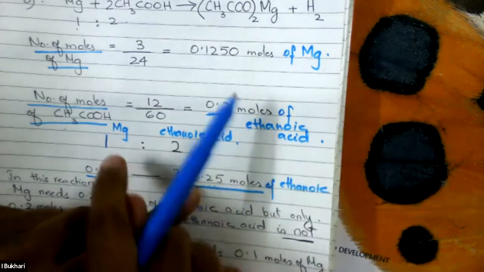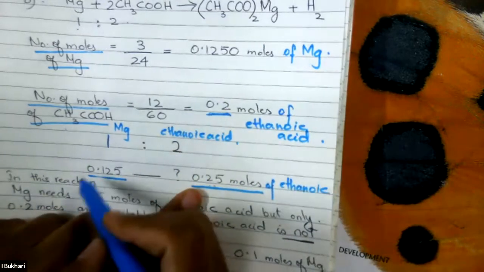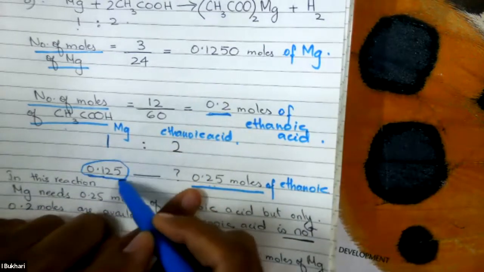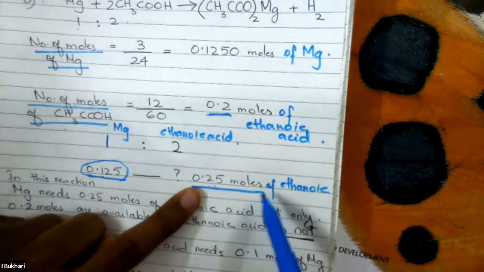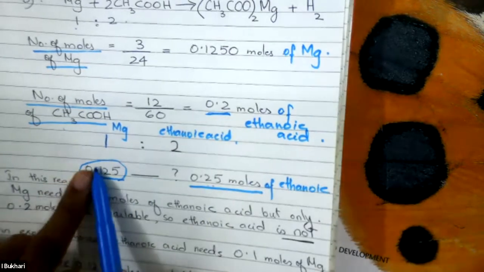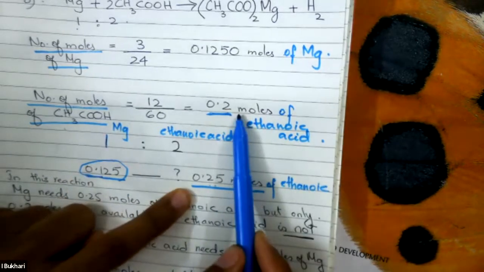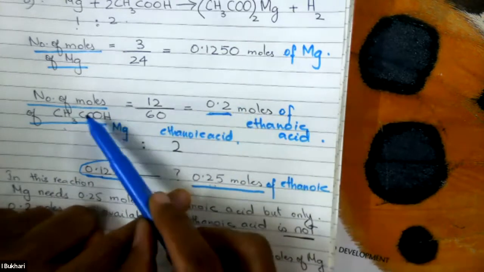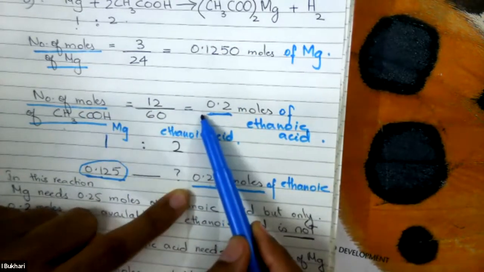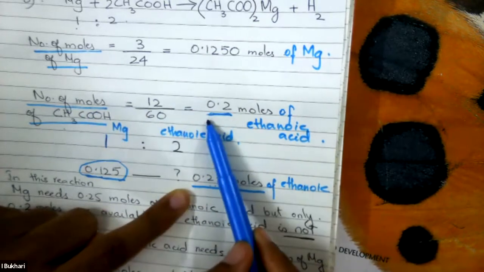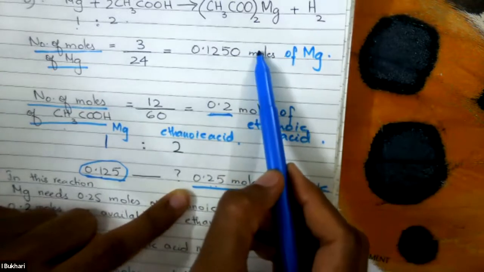Did you understand? According to the ratio 1:2, if I have 0.125 moles of magnesium, I should have 0.25 moles of ethanoic acid for all of these moles to react. But I have less. So that means ethanoic acid is a limiting factor. It is not in excess. If this is not in excess, that means this is in excess.